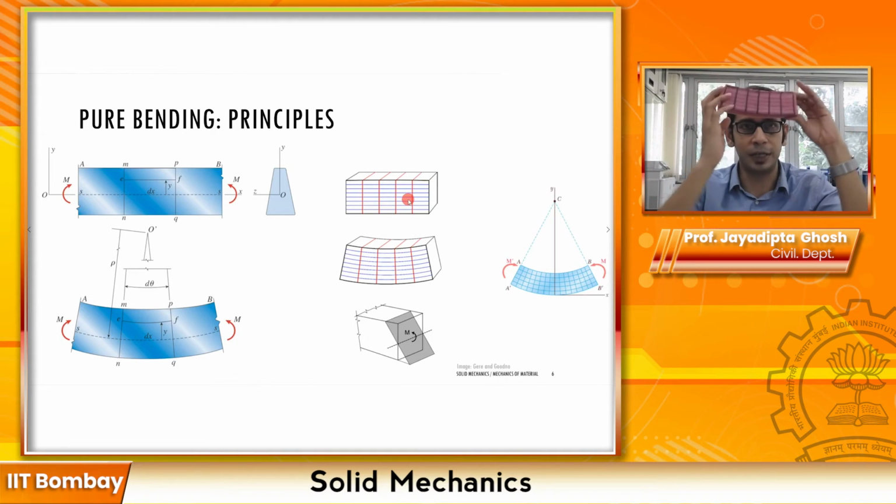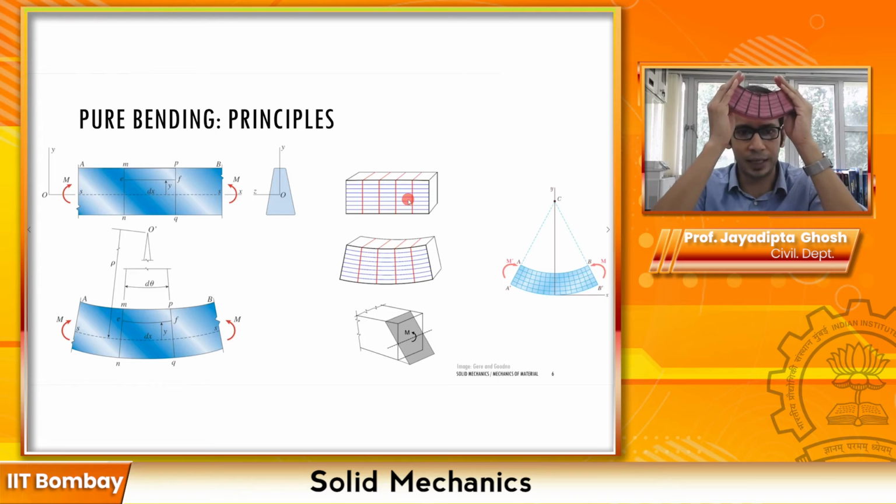So what does that mean, and what kind of a moment is this? Is the sagging kind of a positive moment, right? So when I am doing this, there is a reduction in the length of the top line but an expansion in the length of the bottom line. So the top line contracts and the bottom line expands.